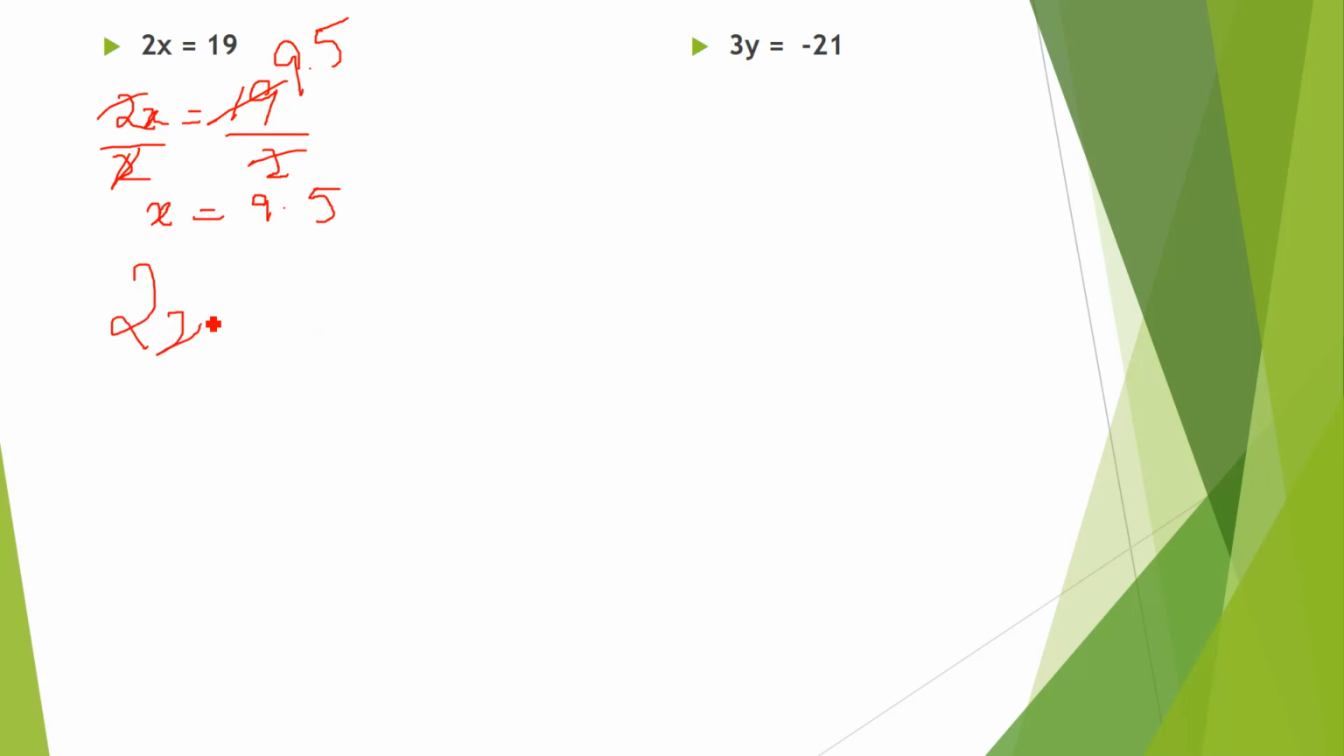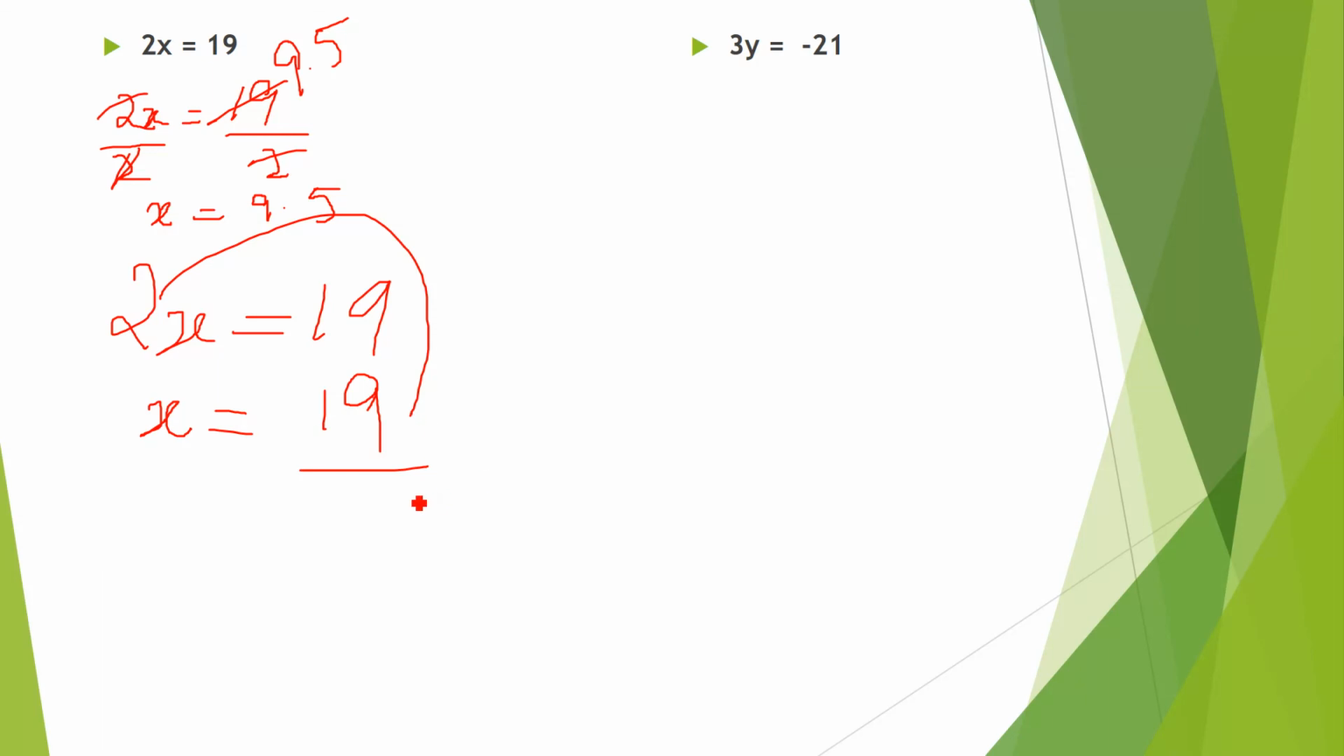What is the other way? Direct way is 19. You want to find out the value of x, just keep x on the left hand side. 19 will remain the same on the right hand side. The relationship between these two is multiplication, so move this to the other side of the equation, to the right hand side, and here it will divide 19, so you will get 9.5. This is the same answer.